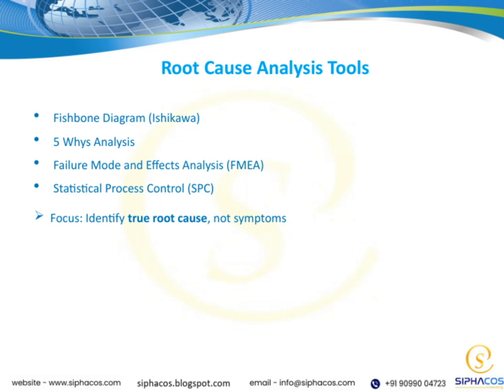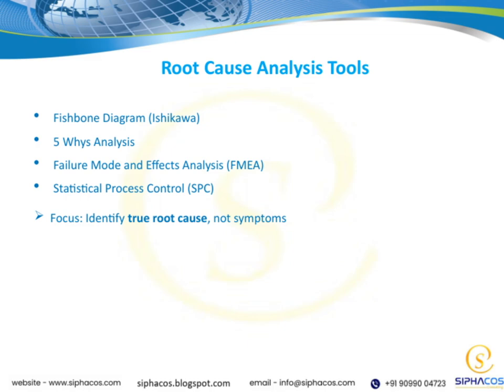We also use statistical process control, or SPC, which applies statistical methods to monitor and control a process. It helps us identify when a process is going out of control, so we can intervene before defects occur, ensuring consistent quality. Overall, these tools are focused on identifying the true root cause, not just the symptoms.